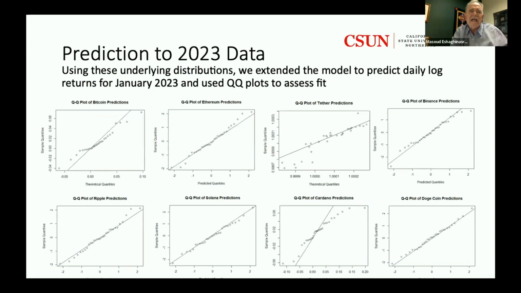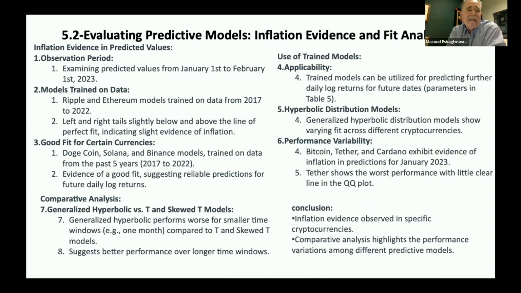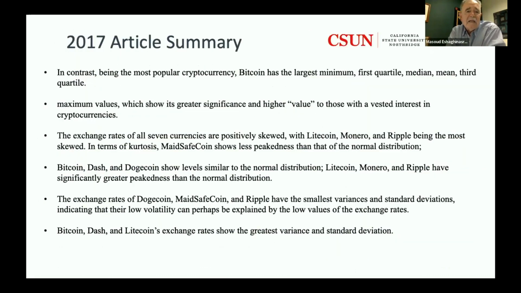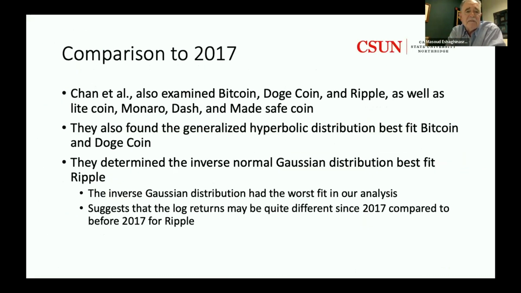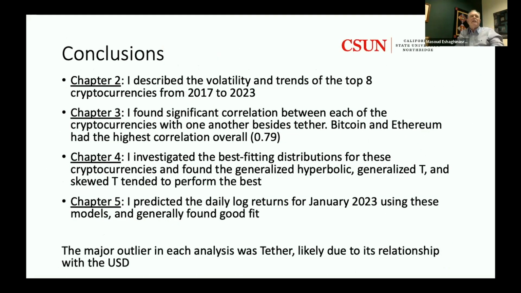Again, this is the 2023 data prediction, and it shows what happens if you use a different distribution. The predicted daily log return is here, and this is a different model. This summary is for 2017. And now the conclusion describes the volatility of the top 8 cryptocurrencies since 2017.